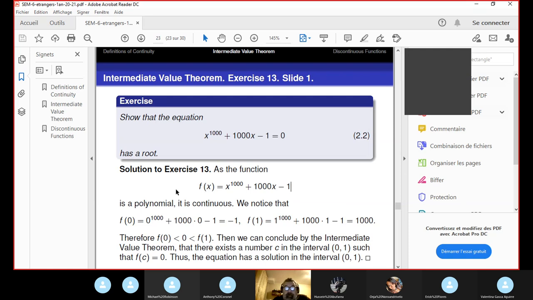Then you see, it's our imagination. If I take f of 0, then it is clear that f of 0 is minus 1. Agree? Yes, agree. So you see, if I take f of 1, I will obtain something like 1,000. Yes? So in this case, you see, Valentina, if I take f of 2, I will obtain something positive also. You see? Yes. So here.